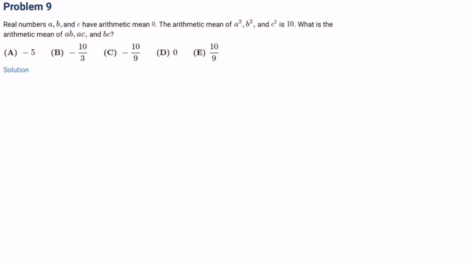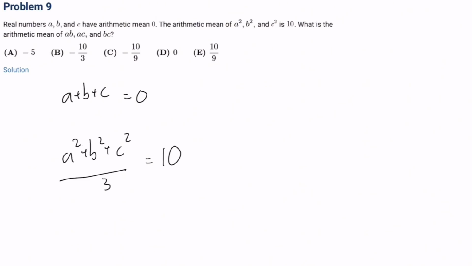Number 9, real numbers A, B, and C have arithmetic mean 0. Okay, so A plus B plus C over 3 equals 0, which means A plus B plus C is 0. The arithmetic mean of their squares is 10. Okay, so A squared plus B squared plus C squared over 3 is 10. That means A squared plus B squared plus C squared equals 30. What is the arithmetic mean of AB, AC, and BC?